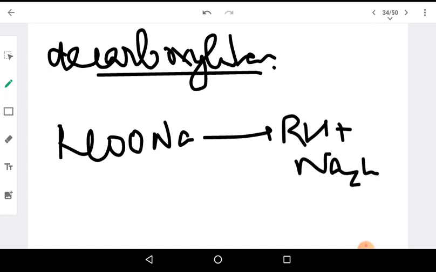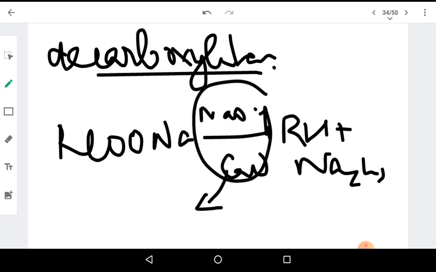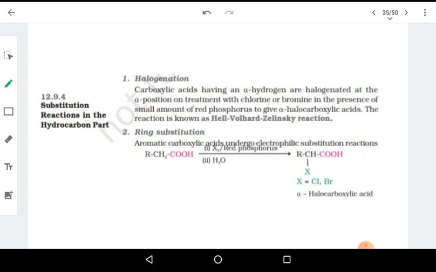What is the reagent that is used? The reagent that is used is NaOH in the presence of CaO. The ratio in which these two are taken is important. They have to be taken in the ratio of 3:1. This is known as decarboxylation reaction. Next is halogenation. We have a name for this reaction, Hell-Volhard-Zelinsky reaction. In this reaction, what is happening? We have a carboxylic acid.